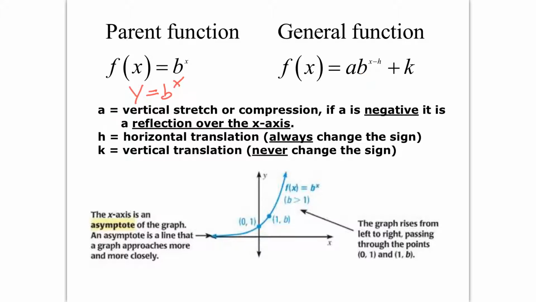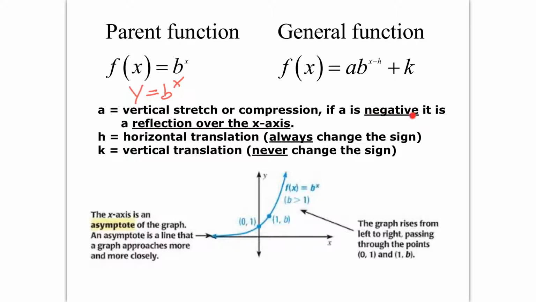But the a value means it's a vertical stretch or compression. Vertical means up and down, and stretch is when you stretch the graph up and down. So the graph is going to become a little bit skinnier, and I'll show you guys that in a minute with the graph. So it's going to be a little bit skinnier if you stretch it vertically, or if you compress, that means you make the graph go down and up, so it's going to be wider.